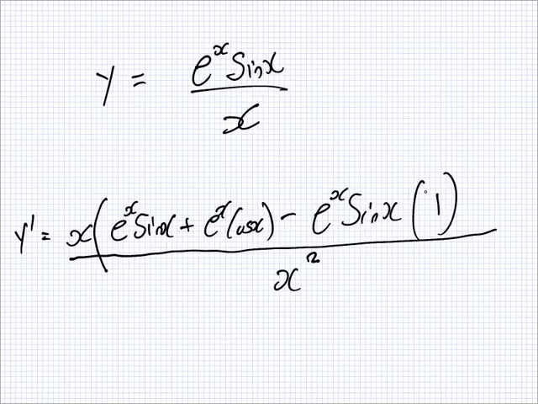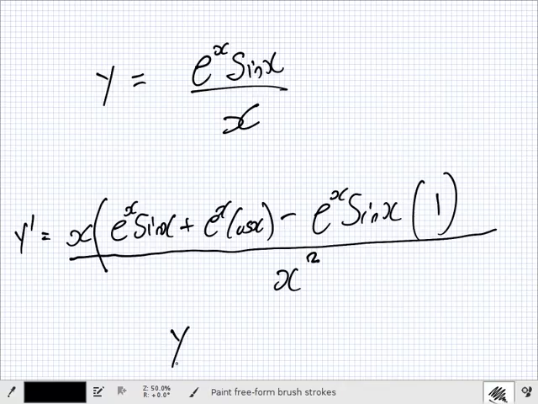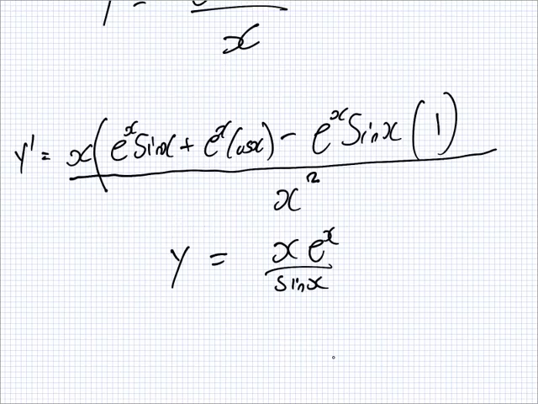It's difficult because there's a couple of things going on at the same time. We'll do another example like this. Try this one for me, let me see. x e^x over sine x. There you go. Try this one. We'll do it again. Something similar.